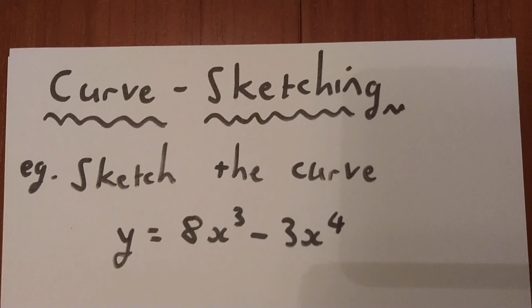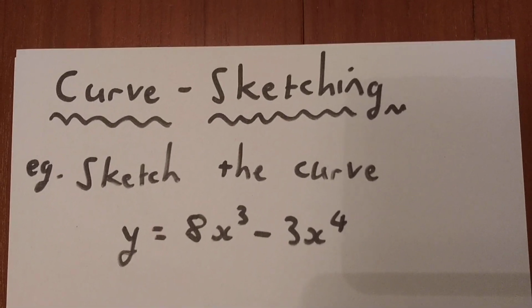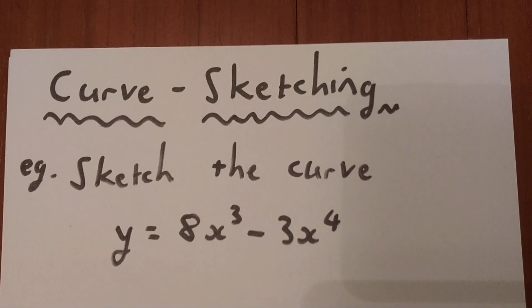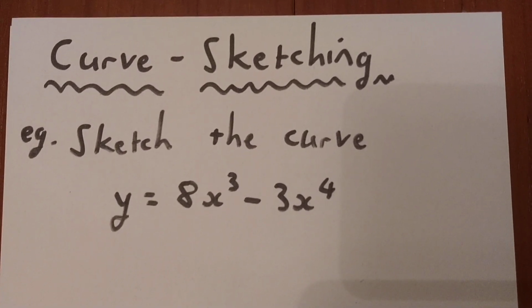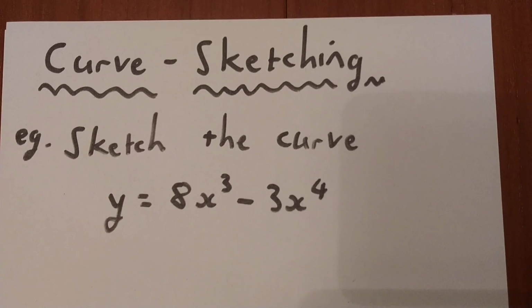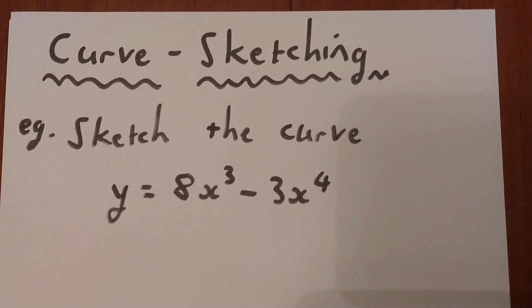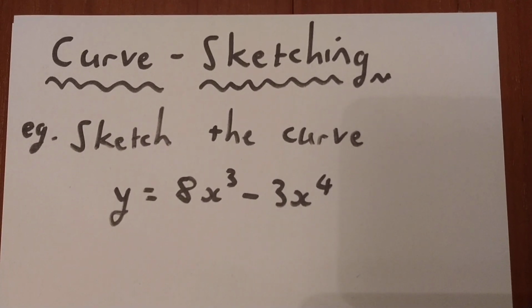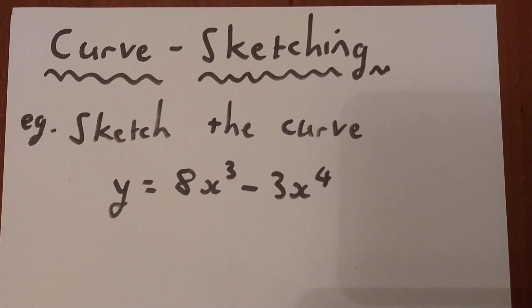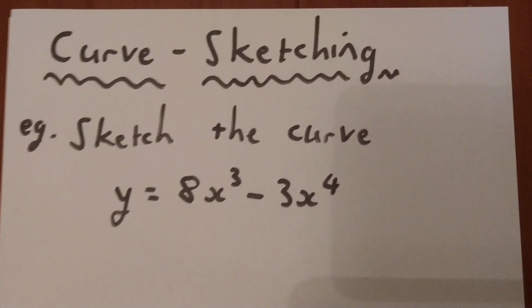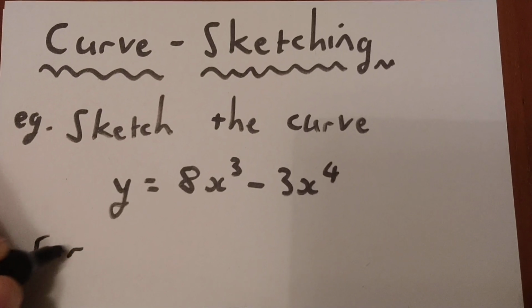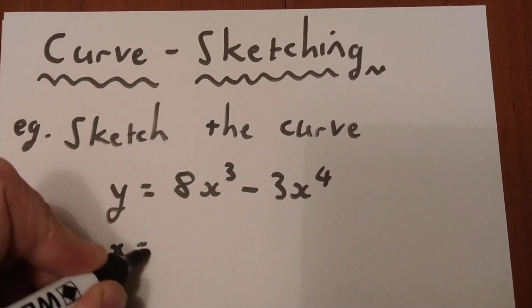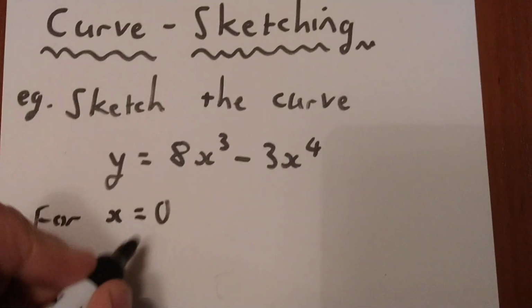To sketch the curve y equals 8x cubed minus 3x to the 4. Well, the order doesn't really matter, so I'm going to do the new bit first. Where does it cut the x-axis and y-axis? Well, when a line cuts the y-axis, the x-coordinate is 0 along, so the x-coordinate must be 0. So let's just put, considering x equals 0, what happens?